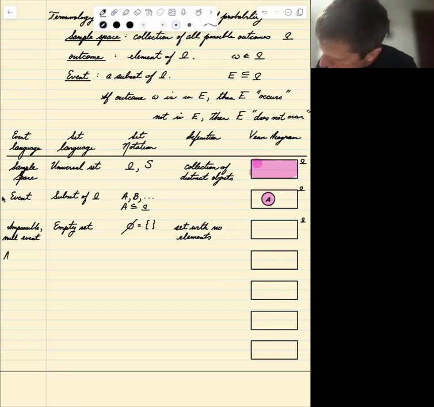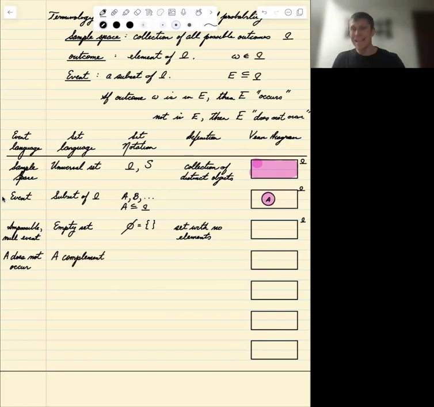The event that A does not occur, in set language, is called A complement. So think of it as the complementary set to A. We write it as A with a superscript C. And the definition is, what is the complementary set to A? Well, it's the set of all elements in omega such that the elements are not in A.